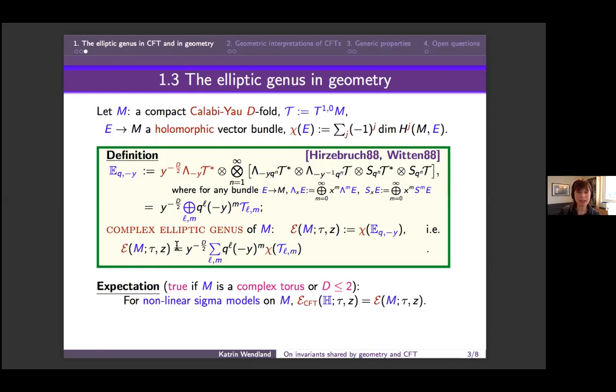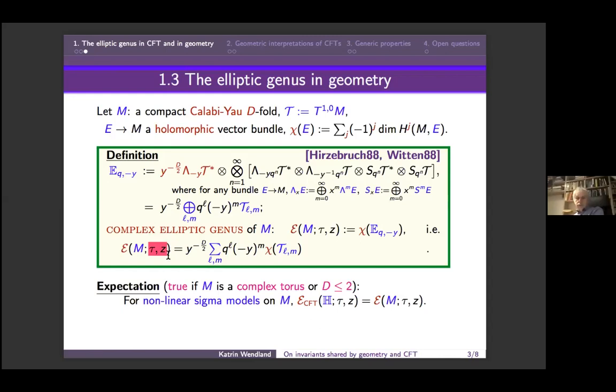But as a matter of fact, it turns out that this is a proper, well-defined function in the complex variables tau and z. If I now remember that Q wanted to be e to the 2 pi i tau, and y wanted to be e to the 2 pi i z, this is a holomorphic function.